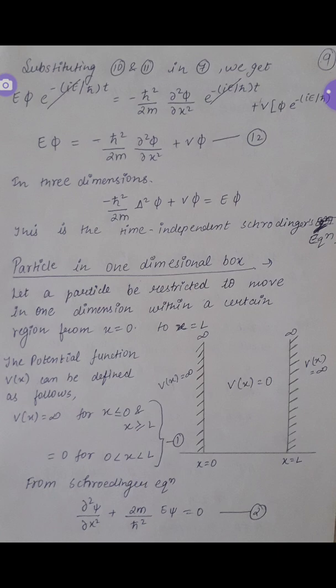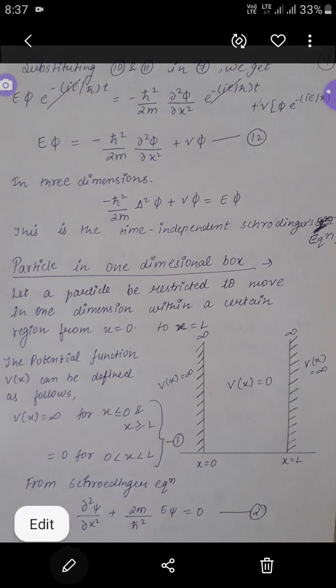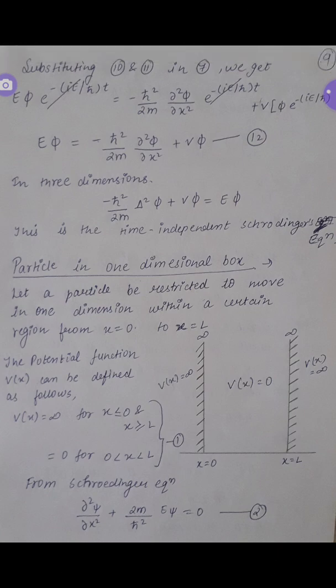The next topic, particle in 1D box. Let a particle be restricted to move in one dimension within a certain region from x is equal to 0 to x is equal to L. The potential function V(x) can be defined as follows: V(x) is equal to infinity for x less than 0 and greater than L, and 0 between 0 to L.